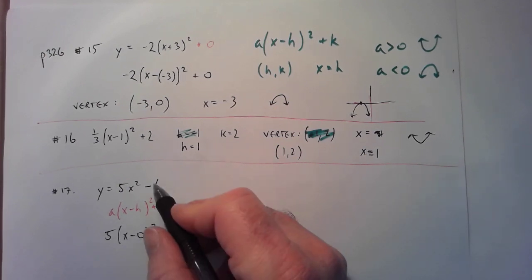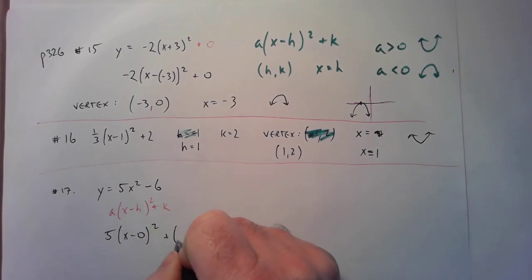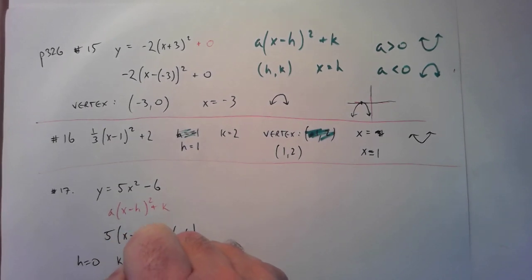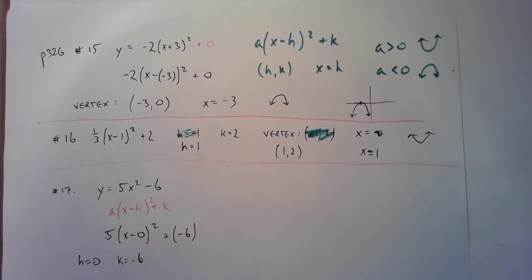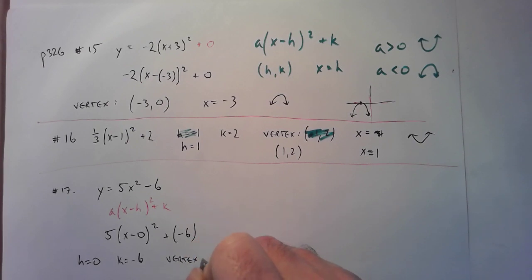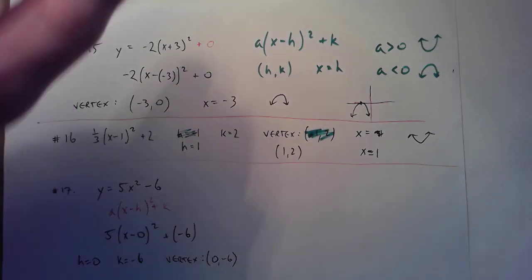And then what am I adding here? Negative 6. So based on this, it appears that h equals 0 and k equals negative 6. Being extra careful with my negative signs now because it tripped me up last time. And that means that the vertex is the point 0, negative 6.